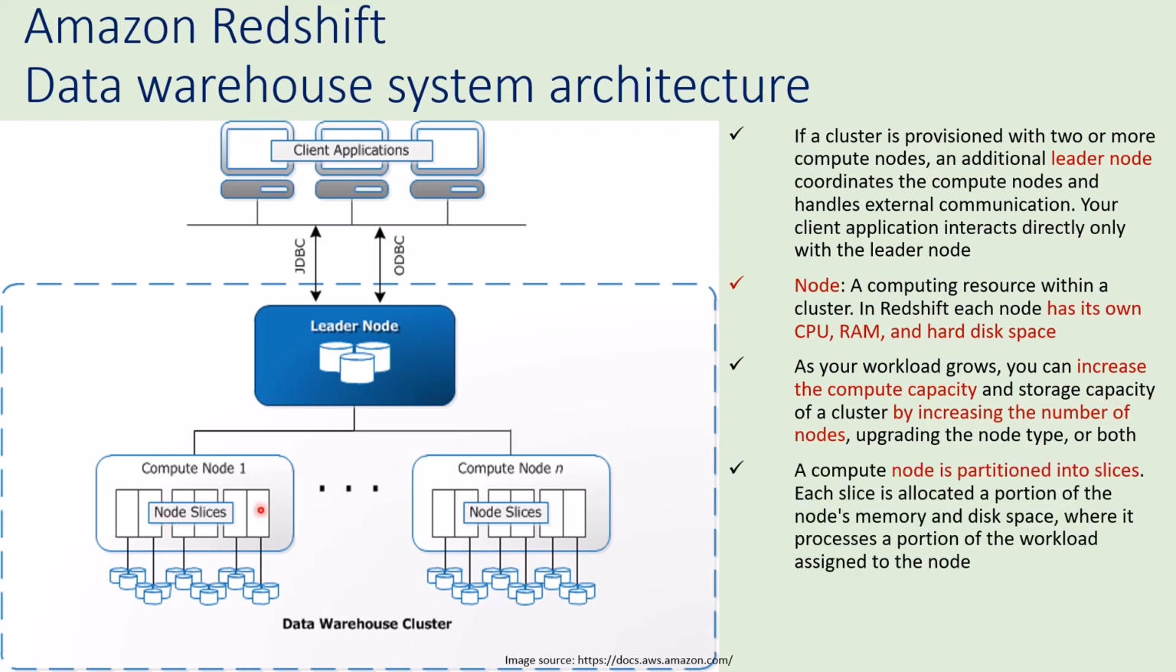A compute node is partitioned into slices. Each slice is allocated a portion of the node's memory and disk space, where it processes a portion of the workload assigned to the node. A cluster contains one or more databases over here, and the user data is stored on the compute node over here.